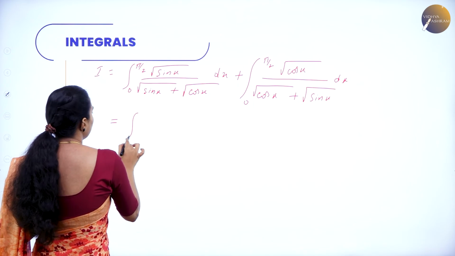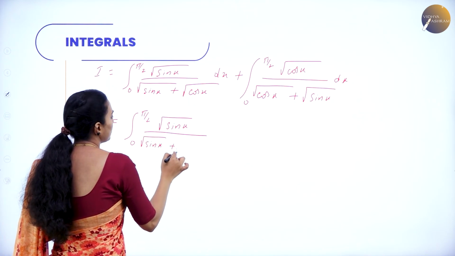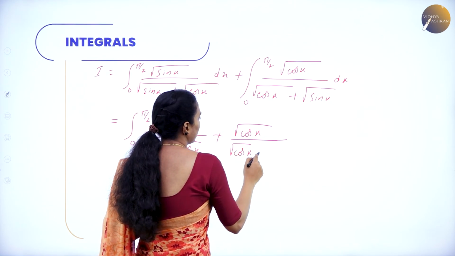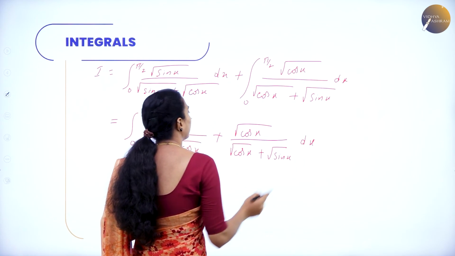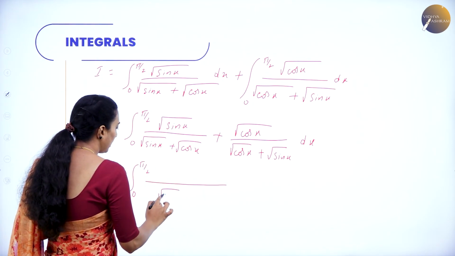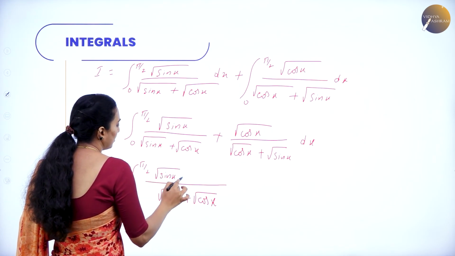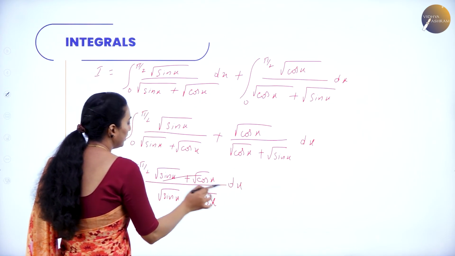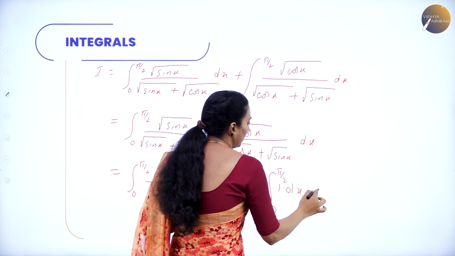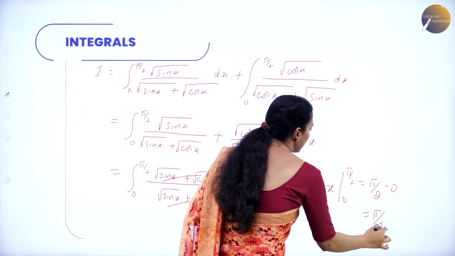Now you can combine this limit: 0 to pi by 2 under the root of sin x divided by root sin x plus root cos x, plus root cos x divided by root cos x plus root sin x into dx. Now you can add up by taking the LCM. So therefore you have 0 to pi by 2, the LCM will be root sin x plus root cos x, and the numerator becomes root sin x plus root cos x into dx. Both will get cancelled. The remaining is 0 to pi by 2, 1 into dx, whose integral is x from the limit 0 to pi by 2, which is pi by 2 minus 0. The answer you are going to get is pi by 2.